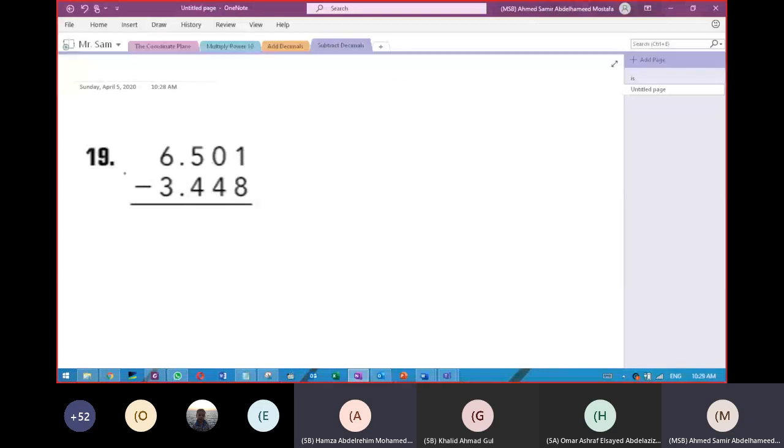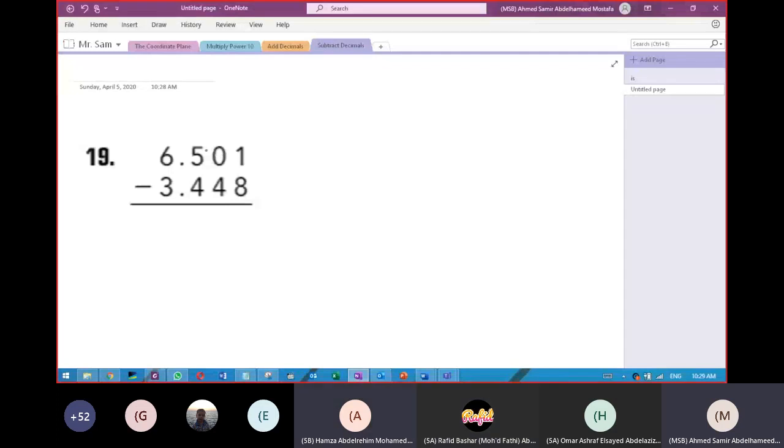1 minus 8 can't be, so 5 will be 4, and the 0 will be 10, then the 10 will be 9, and then 1 will be 11. Okay, Rafid, please slow down. Maybe I'm not as good as you are in mathematics, so you need to go slowly so I can understand what you're saying, okay? Okay, so now we have 1 minus 8. We cannot do that. What shall we do? We have to borrow. Borrow from the 0 here? No, we cannot borrow from 0.